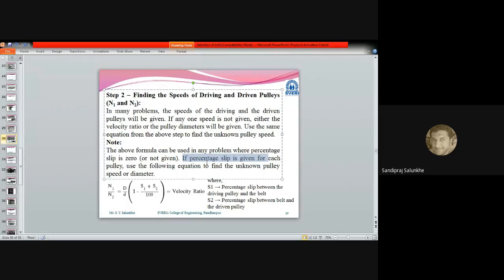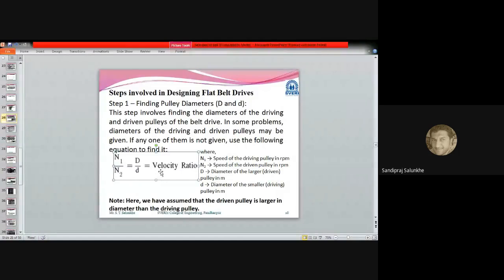Suppose in some problem statement, speed of driven pulley and speed of driver pulley are given. Then we can directly calculate the velocity ratio, that is N1 by N2 is equal to velocity ratio. But in some problems, N1 and N2 are not given, and the diameters of driver pulley and driven pulley are also not given. Only the velocity ratio is mentioned. In that case, from that velocity ratio, using the previous formula, we calculate the diameter of driven pulley and driver pulley.